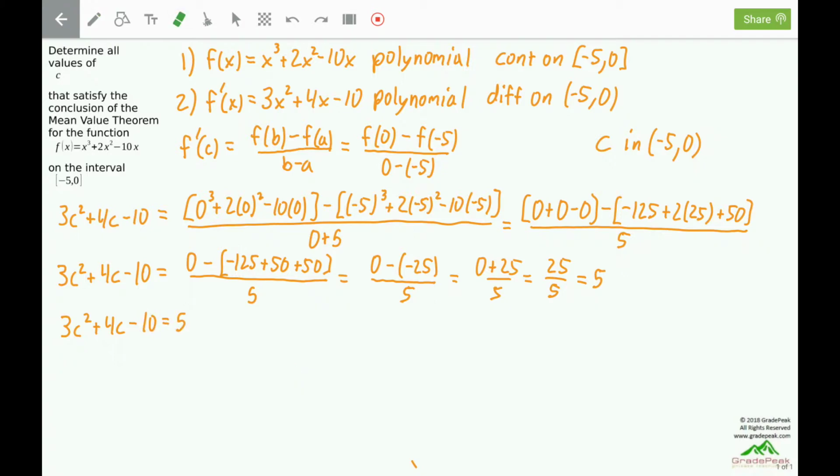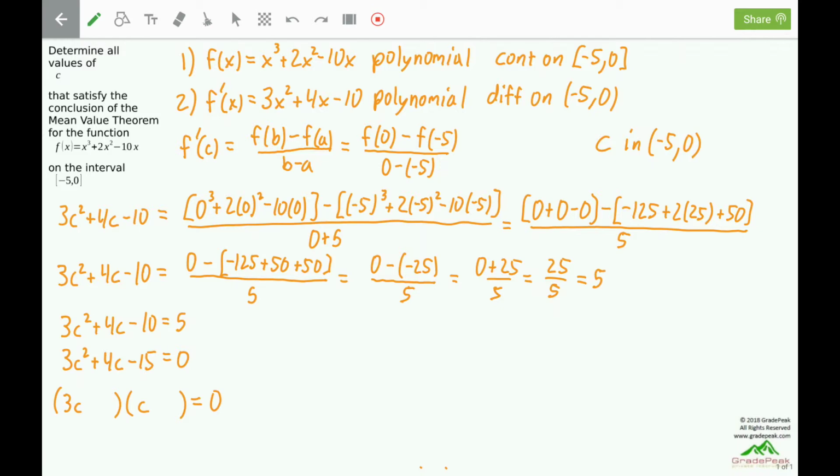Since we have a trinomial quadratic on the left side, we will want to equate it to 0 by subtracting 5 from both sides. So 3c squared plus 4c minus 15 equals 0. We can now trinomial factor. Since it's 3c squared, it will be 3c and c. And we need two numbers that multiply to be a negative 15 and add to be a 4 after one of them is multiplied by a 3. 15 can be 15 and 1. It doesn't look like that'll work here. Or 5 and 3.